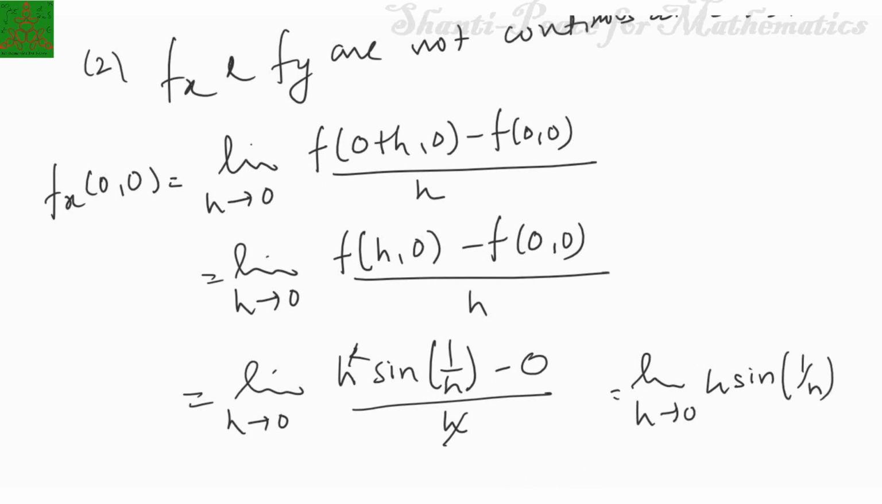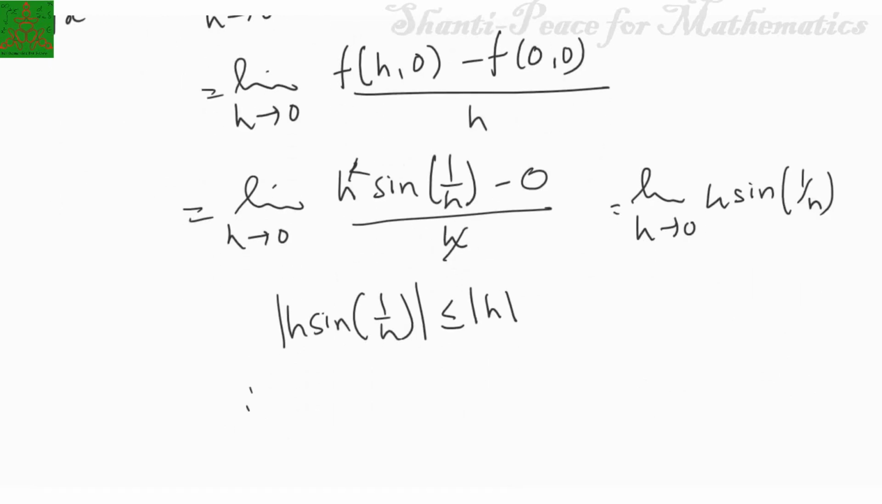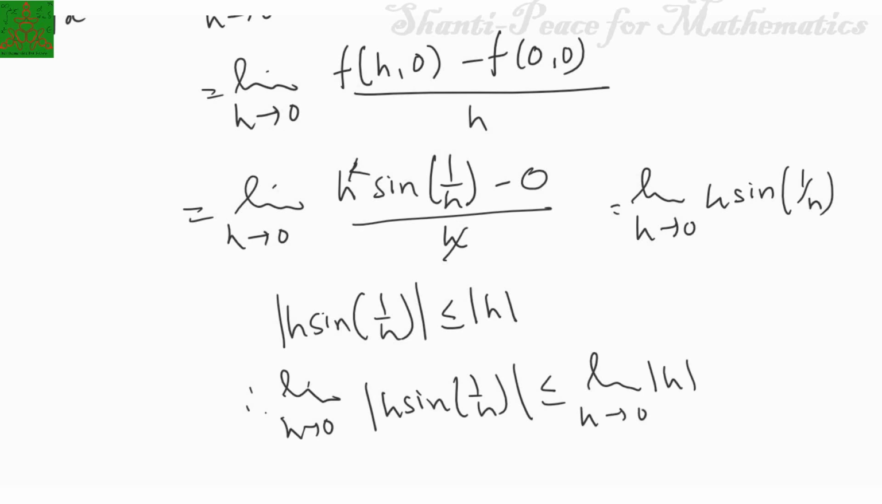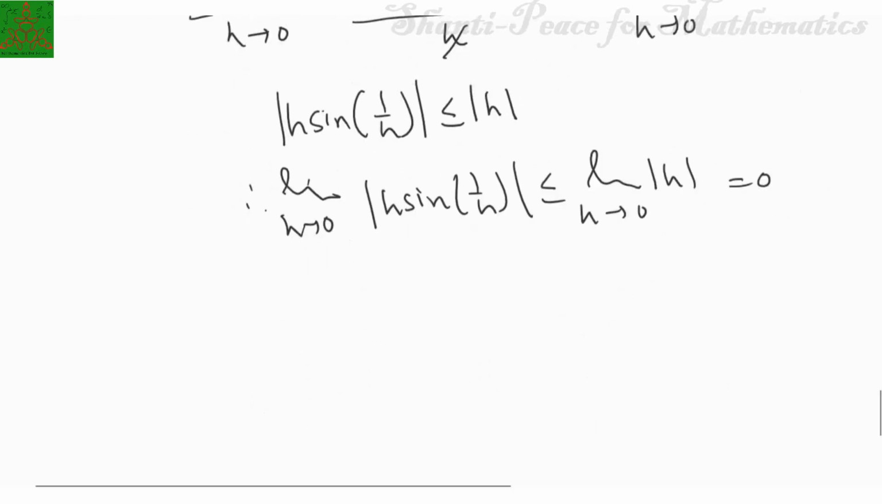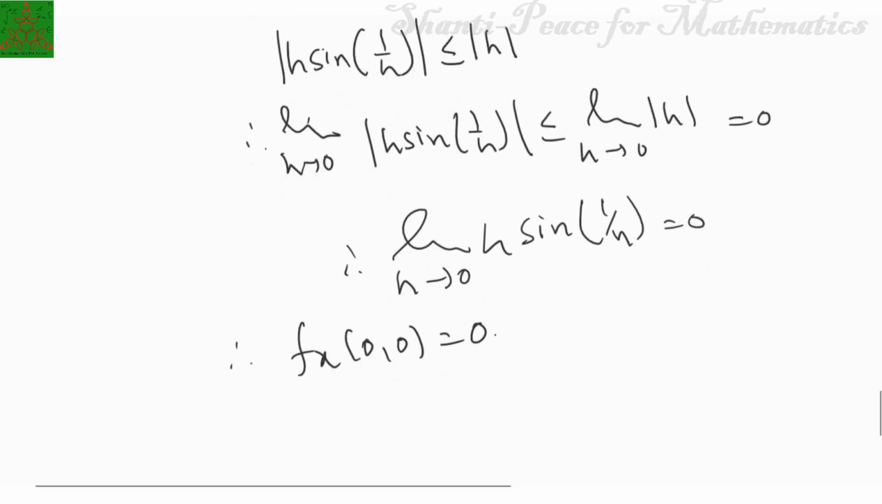As I have given you this argument also before, mod of sine 1 upon h you may write as less than or equal to mod h. So therefore the limit as h tends to 0 of mod of sine 1 upon h will be the limit of mod h as h tends to 0, which is 0. So by the sandwich theorem, what we can say is the limit of h sine 1 upon h will be 0 as h tends to 0. So therefore fx at (0,0) will be 0.